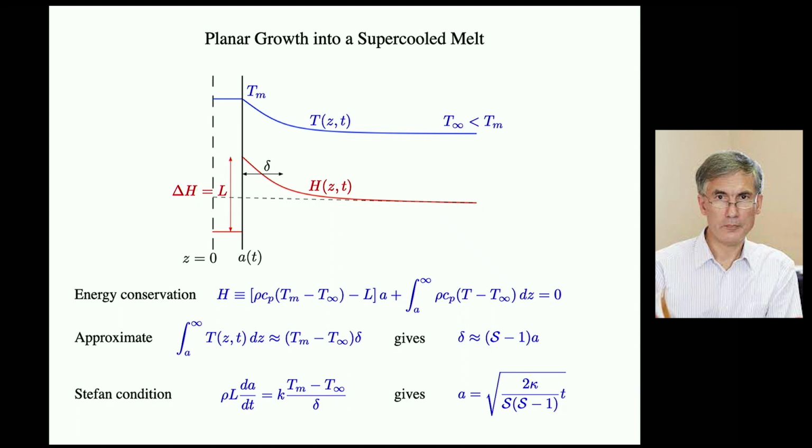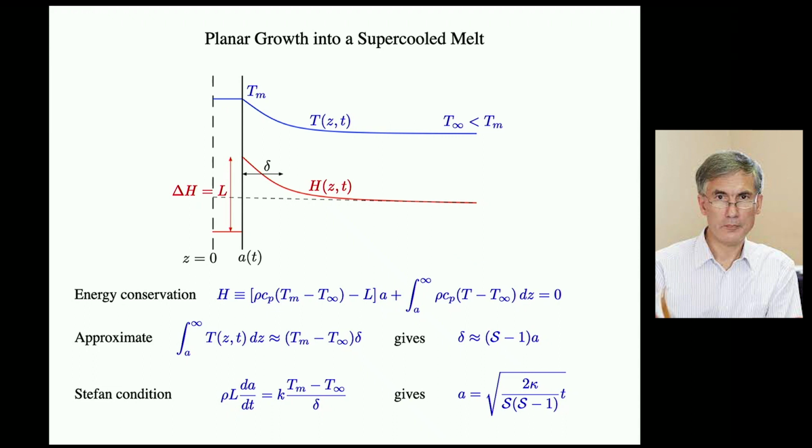And if I put that into here, I find that delta is approximately the Stefan number minus 1, times A. And then if I put that in the Stefan condition, divide by this delta, I've got this extra factor of S minus 1. And we find that A looks like the square root of 2 kappa T, we've seen that before, divided by S, which we've also seen before, but now divided by S minus 1.